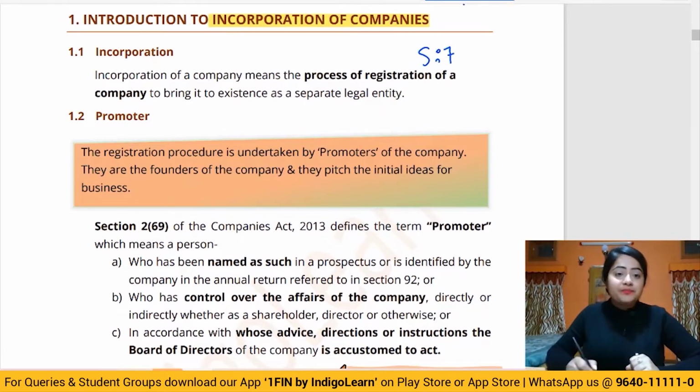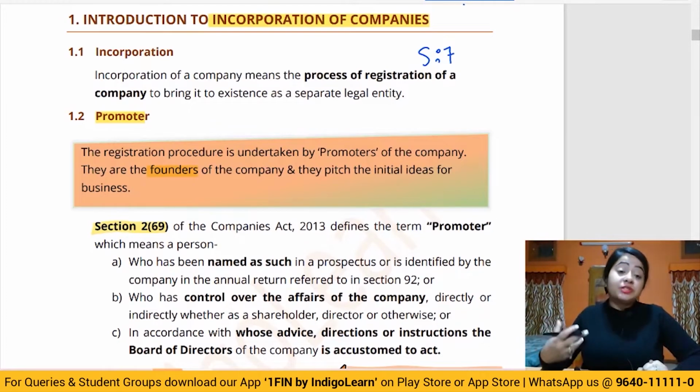The next concept is promoter. Who is a promoter? Okay, the definition of the word promoter is covered in section 2 clause 69. Okay, but before we go into this definition, what exactly is a promoter? Promoter is someone who creates the company. Okay, so who does the registration, who has the idea about the company and the operations of the company. So in a way we can say that he is a founder of the company. So in layman terms, that is the meaning of the word promoter. But in the Companies Act, it has been specifically defined.